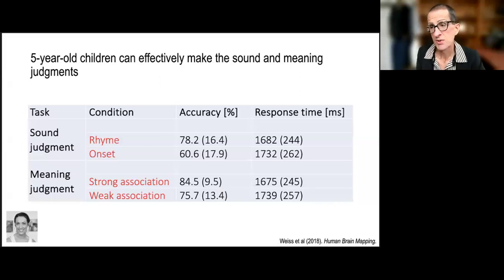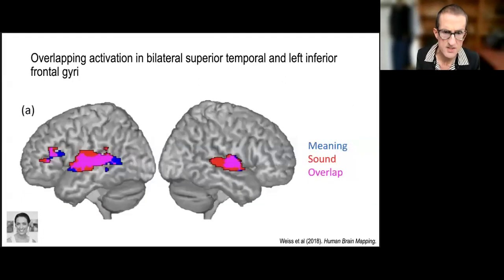5-year-olds could do this task pretty effectively. Here you can see the accuracy and the response times for these two tasks. You can see that accuracies were 60 to 80%. The onset task was a little harder than the others, but overall, the kids could effectively do these tasks in the scanner.